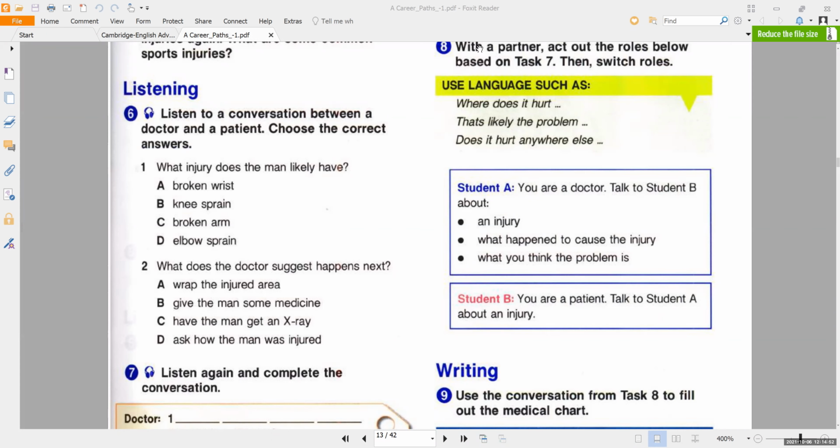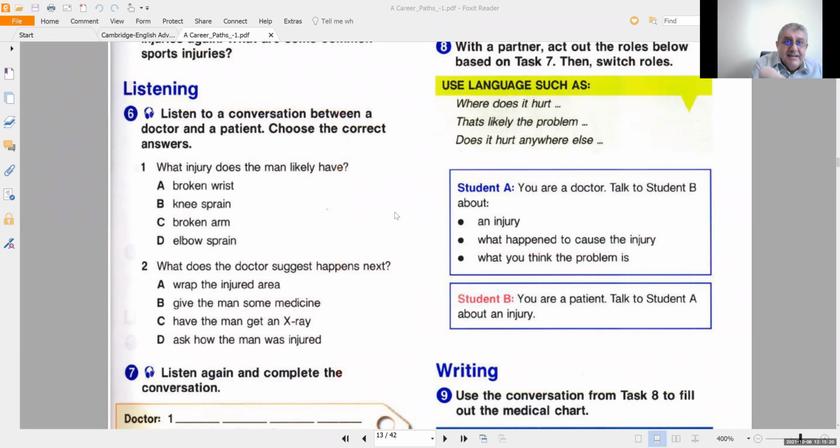Okay, so for question number 1, what injury does the man likely have? Is it broken wrist, knee sprain, broken arm, or elbow sprain? So you can write your answer in the chat if you would like to answer. Is it A, B, C, or D? Yes, what do you think?